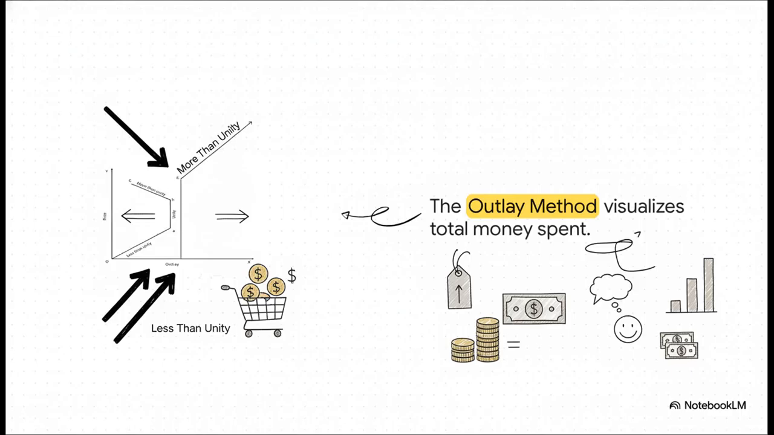Imagine mapping out total consumer outlay, the total money spent as prices rise. Initially, you might see that as price goes up, the total money spent goes up too. That direct relationship means elasticity is less than unity. But then, you hit a point where the price keeps rising, but the total money spent stays exactly the same. That is unitary elasticity. And finally, if the price keeps climbing and total outlay actually starts falling, that shows an elasticity of more than unity. It's a fantastic way to picture behavior.